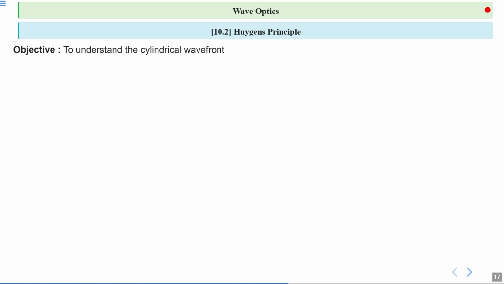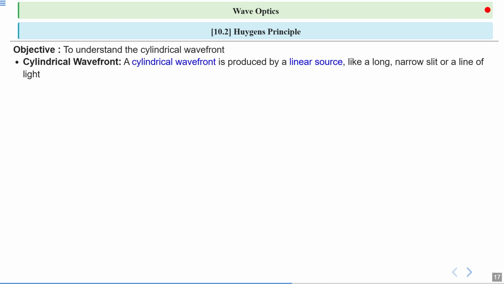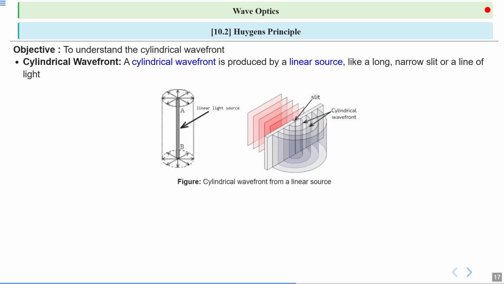So here our objective is to understand what a cylindrical wavefront is and how it is formed. So let's start by defining a cylindrical wavefront. It's produced by a linear source such as a long, narrow slit or a line of light. Imagine a line of light emitting waves that spread out in a cylindrical shape. This is important because it helps us visualize how light behaves when it comes from such sources. Here we have an illustration showing cylindrical wavefronts emanating from a linear source. Notice how the wavefronts form a cylindrical shape around the source.